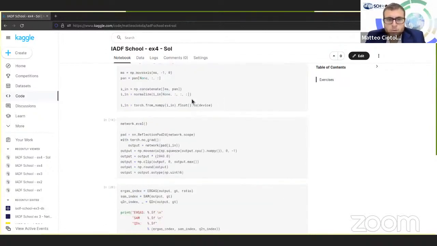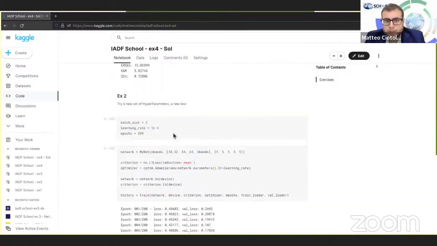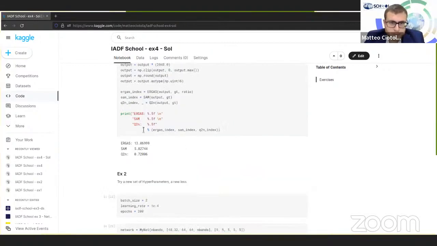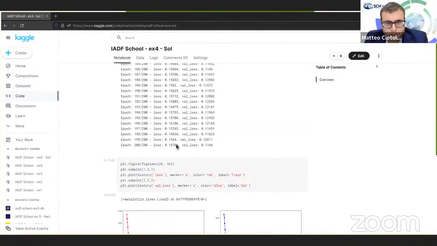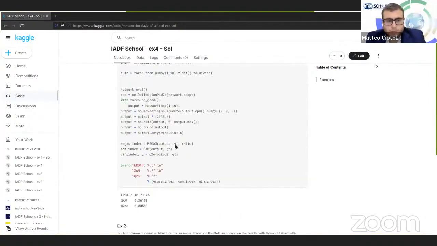But going to the test, we have really small values about ERGAS and SEM, and a quite higher value about these other metrics, but we are expecting these results. You could add the cell of code and see what happened.